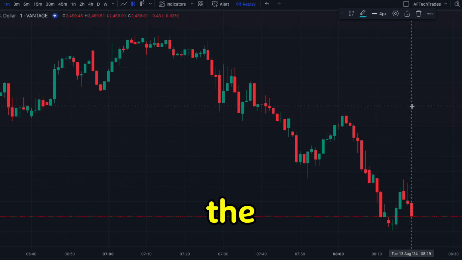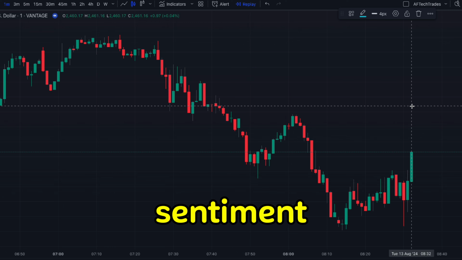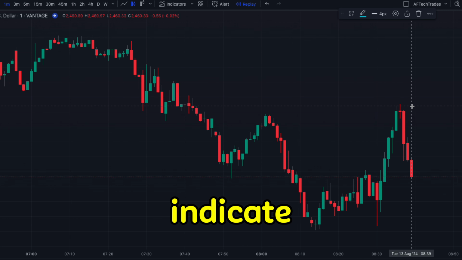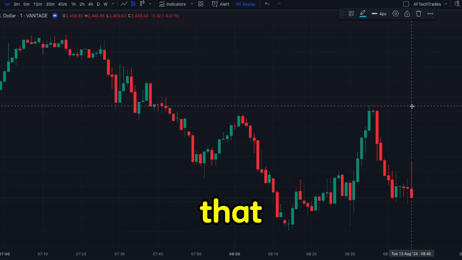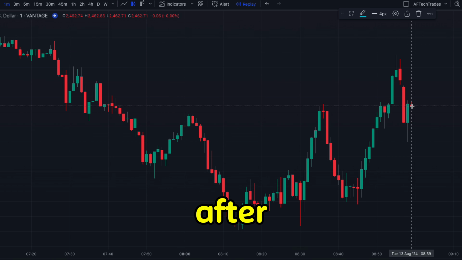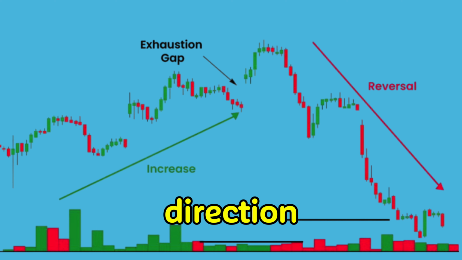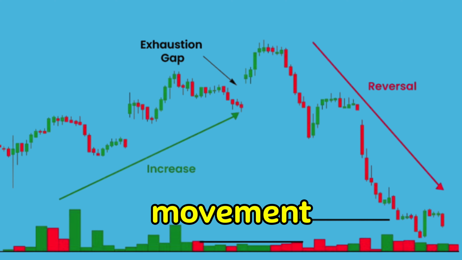Exhaustion gaps mark the end of a trend, often signaling a significant shift in market sentiment. These gaps frequently indicate a potential reversal, suggesting that the prevailing trend is losing steam. They typically occur after a sustained move, whether it's an upward surge or a downward plunge. However, these gaps fail to continue in the same direction, leading to a period of sideways movement or even a reversal.